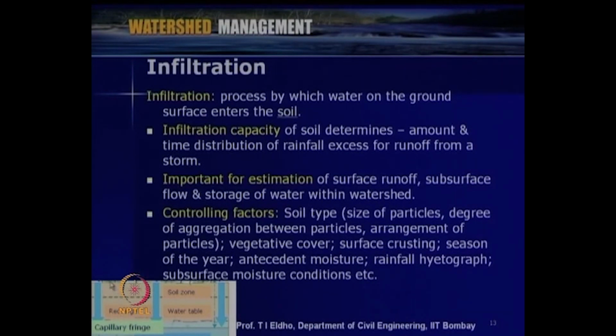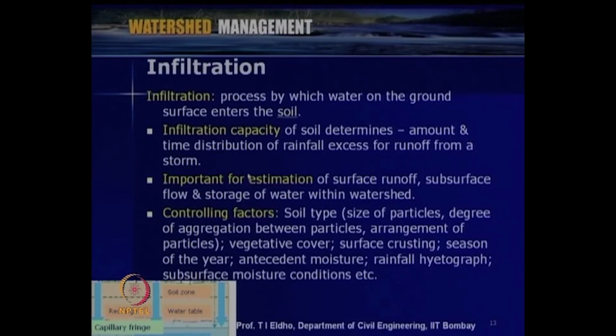Now, through the soil pores, the water will be infiltrating down into the soil. So, this is the unsaturated layer, and then it slowly goes to the capillary fringe and finally to the groundwater. So, this is very important. Infiltration is very important for estimation of surface runoff and also subsurface flow and storage of water within a watershed. How much subsurface storage there is, this is all decided by the infiltration.